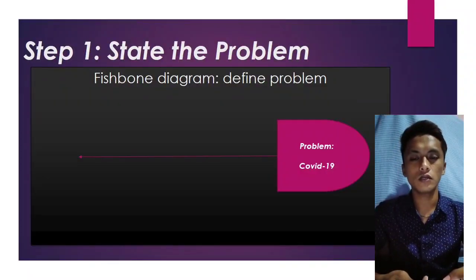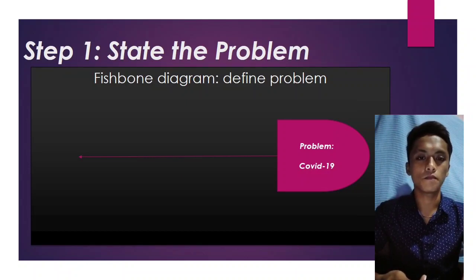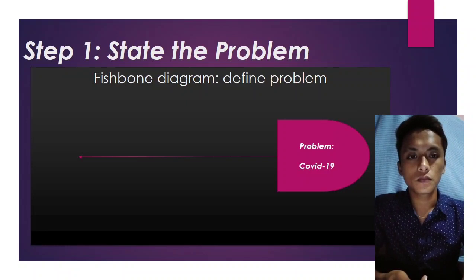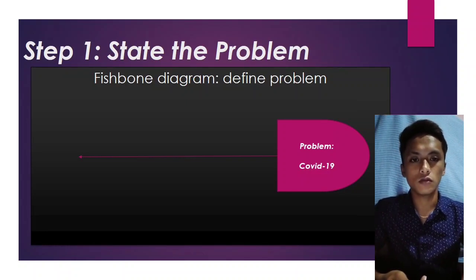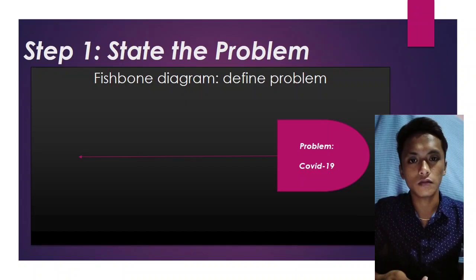Step 1. State the problem. The first step in the process is to state the problem you wish to remedy. First, you will draw a head of a fish and write the problem. And next, you will draw a horizontal line.